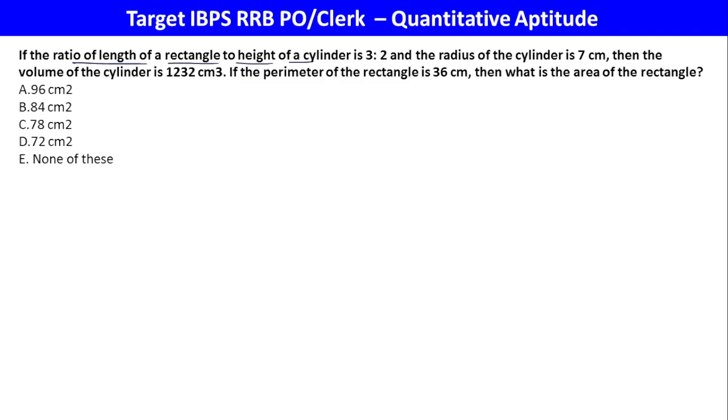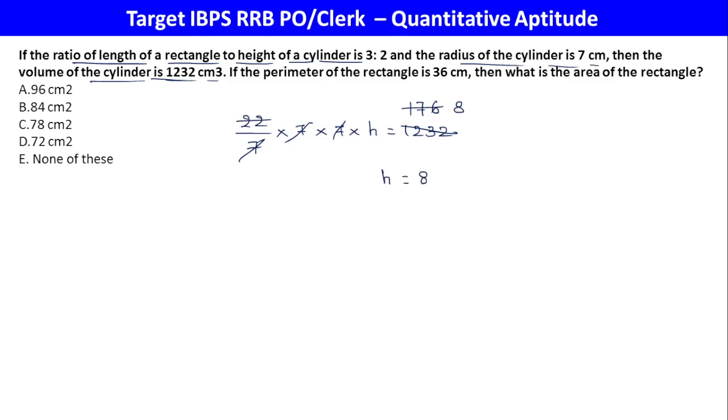If the ratio of length and breadth of a rectangle is the height of a cylinder and the radius of the cylinder is given, then find the volume. The volume of a cylinder is pi r square h, which is 22 by 7 times r square, with height h given. The radius of the cylinder is 7, 7 into 7, and the volume is 1232. Solving gives 7 times 49, then 22 times 8.